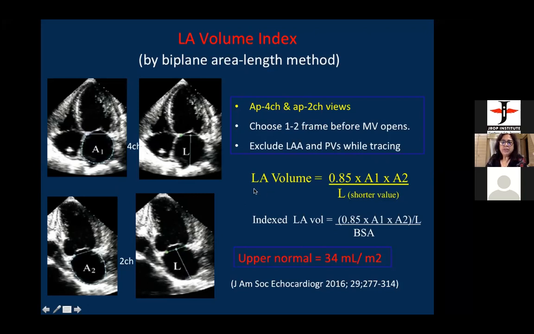Now, with application of this formula, 0.85 multiplied by area 1 multiplied by area 2, dividing by shorter value of length, we get the value of LA volume. So 0.85 is fixed, area 1 into area 2, and out of these two, we get the smaller L value. That will give us some value, and we index it to the body surface area. And upper limit of normal is 34 ml per square meter body surface.